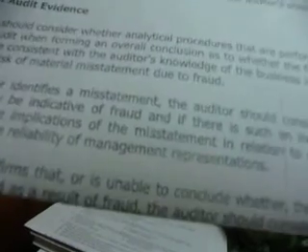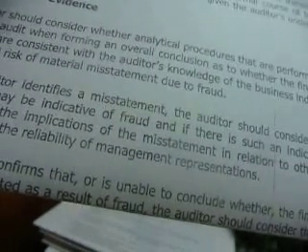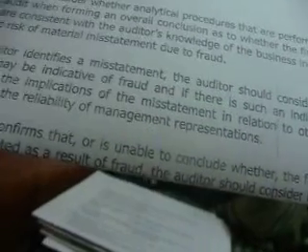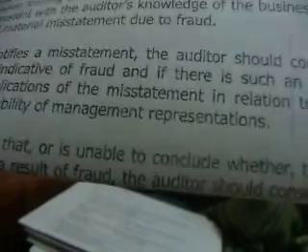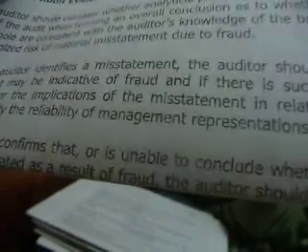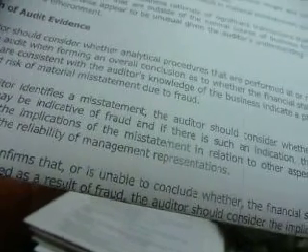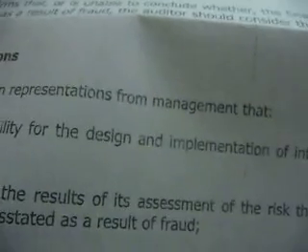When the auditor identifies a misstatement, the auditor should consider whether such misstatement may be indicative of fraud, and if there is such an indication, the auditor should consider the implication of the misstatement in relation to other aspects of the audit, particularly the reliability of management representation. When the auditor confirms that, or is unable to conclude whether, the financial statements are materially misstated as a result of fraud, the auditor should consider the implications for the audit.